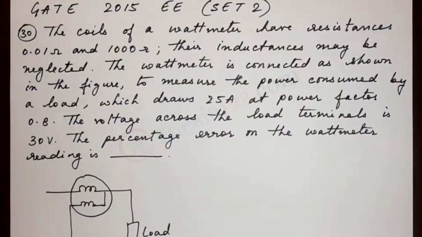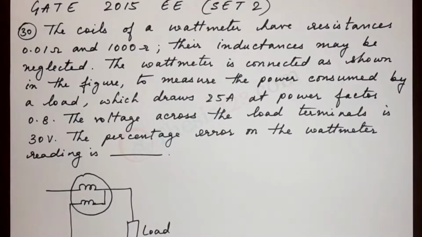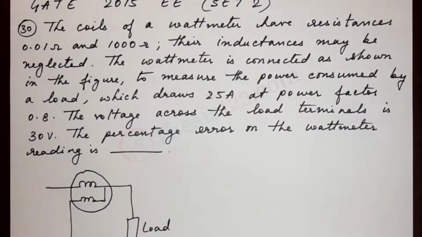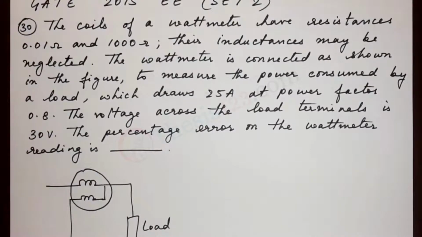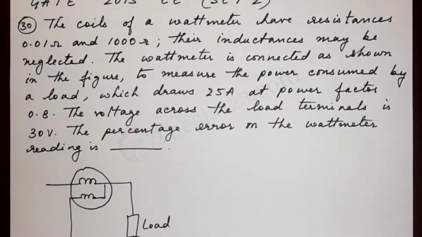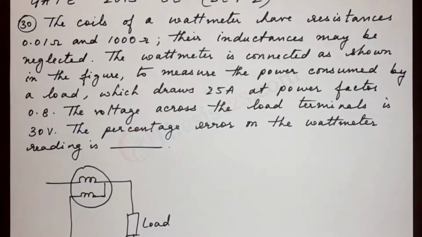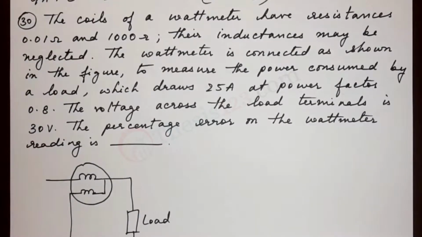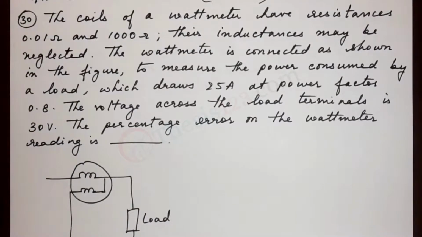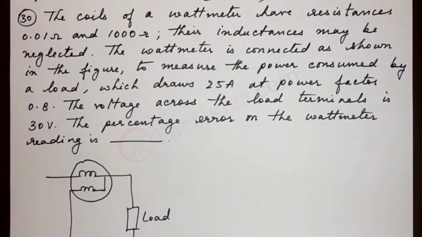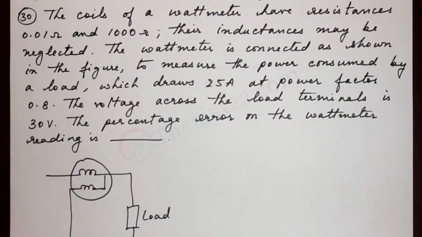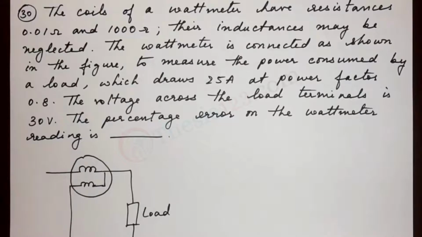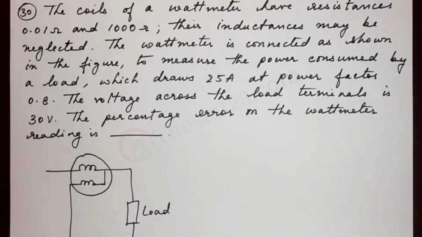Here's the next question, number 30. The coils of a wattmeter have resistances 0.01 ohms and 1000 ohms. Their inductances may be neglected. The wattmeter is connected as shown in the figure to measure the power consumed by a load which draws 25 amps at power factor 0.8. The voltage across the load terminals is 30 volts. The percentage error on the wattmeter reading is dash.